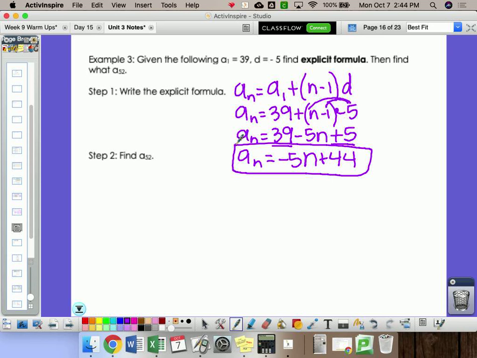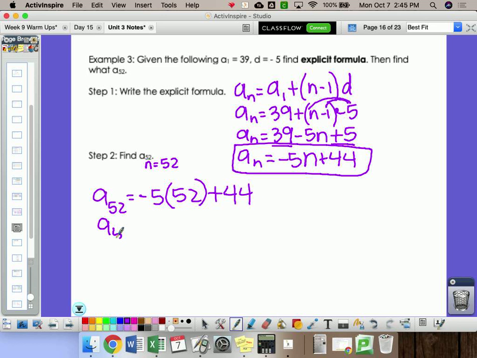So now that I have this equation, I can use this equation to find any term in my sequence, which is very nice since they're asking in the next step for the 52nd term, which means that in my equation, I'm going to plug in n as 52. So I want to find a sub 52. So I'm going to plug in n is 52, and I'm going to solve this.